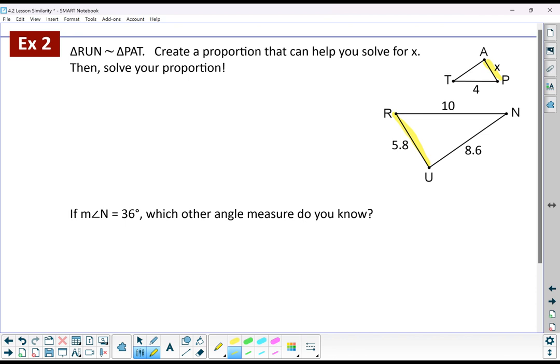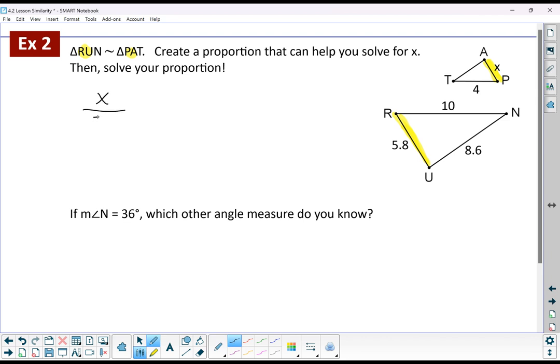Now, sometimes if you have a figure where the side lengths aren't a lot different, it can be difficult to tell which sides correspond. So you can always use your similarity statement to help you. You can see that P and A, which is the length I'm trying to find, are the first two letters in that triangle's name. And so I also need to use the first two letters here. It's R to U. So you can use the similarity statement to help you match up corresponding sides if you're having a difficult time with that.